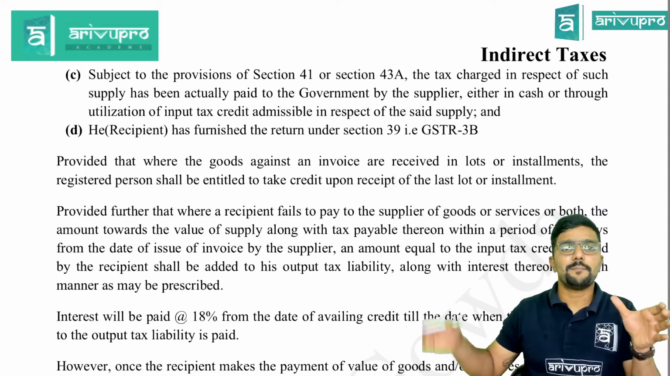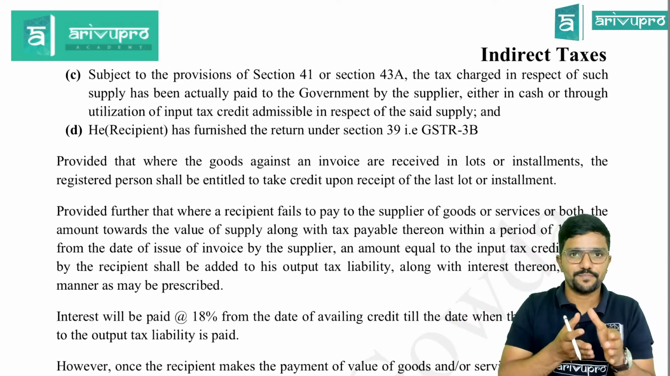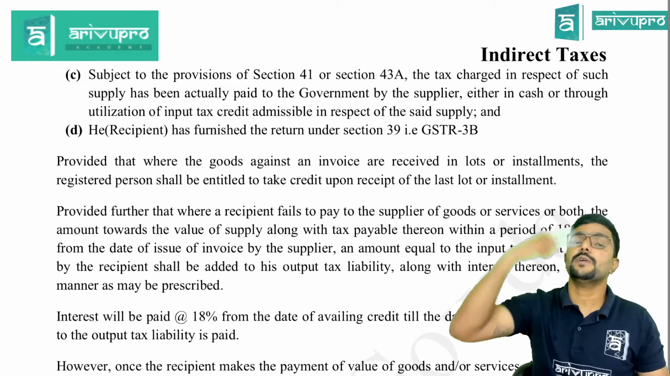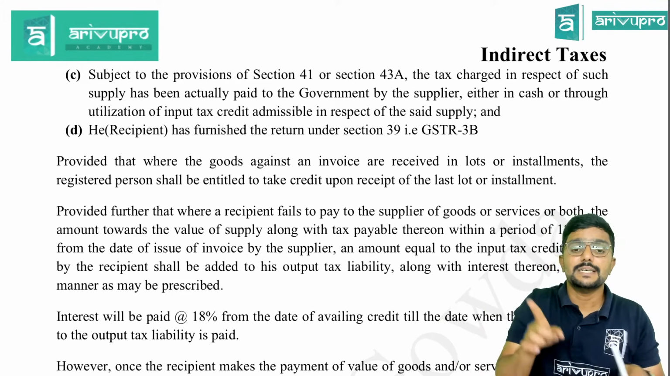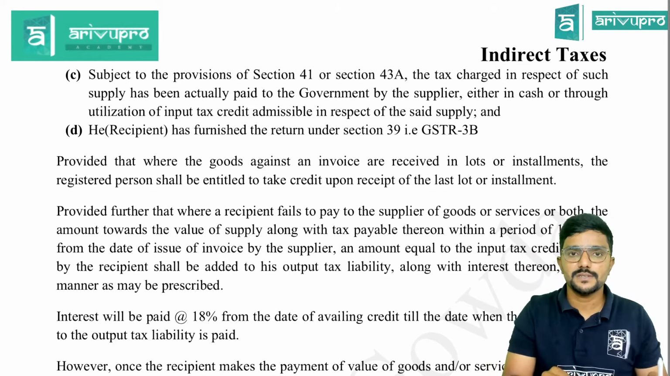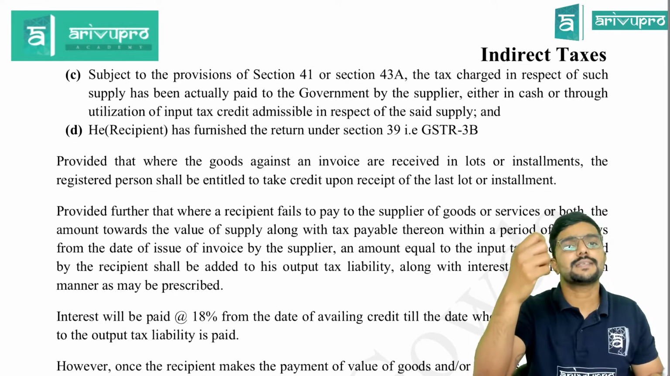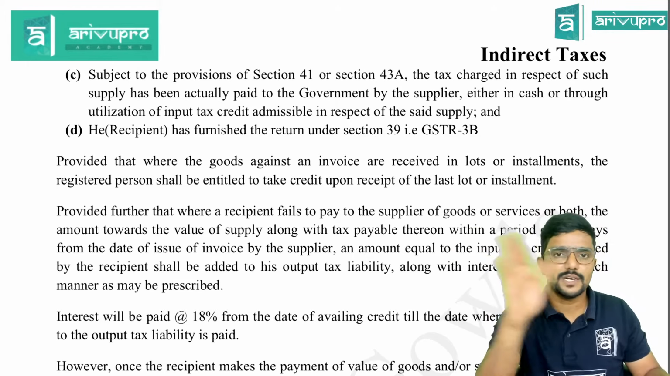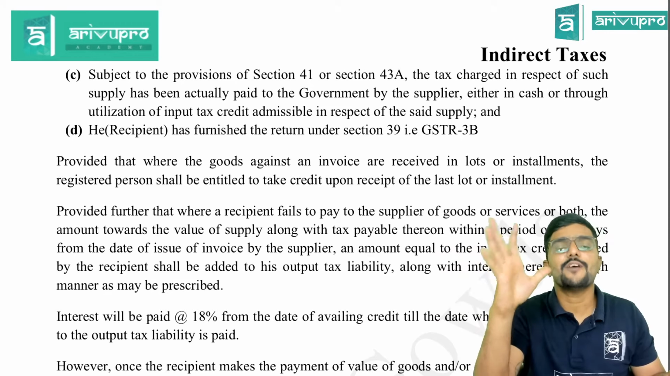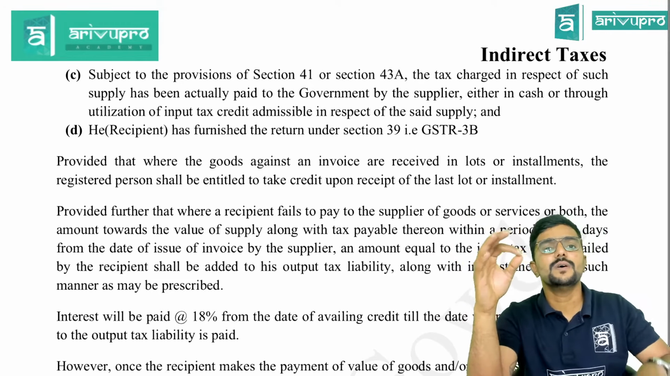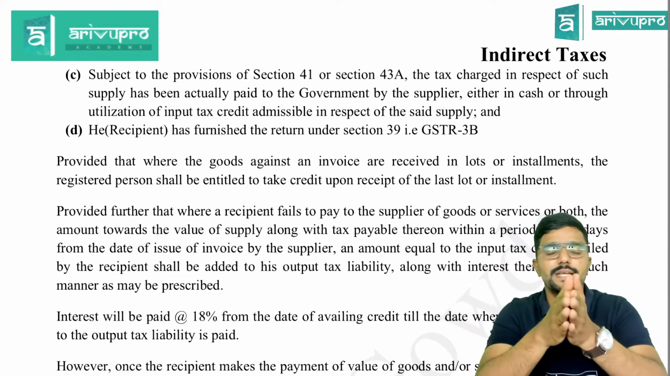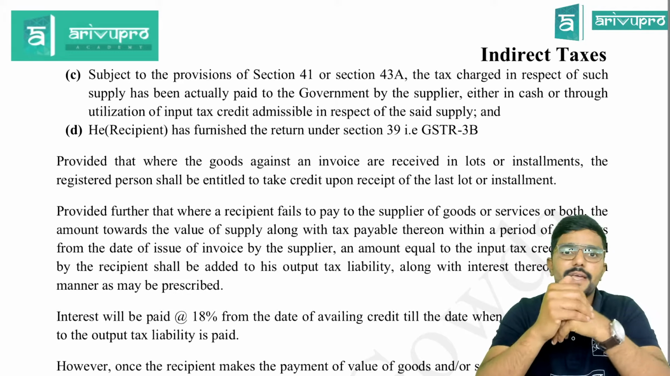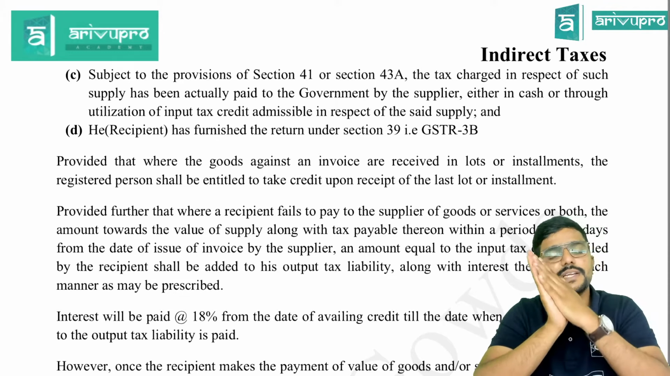Clear? Now see, the supplier has collected the tax from the recipient. So if he has any input tax, he would have claimed it. The remaining, he would have paid to the government, no problem. But what they are trying to tell in clause C is, the supplier should have paid the tax. If it is in cash, fine, or if he has utilized input tax against that, also fine. But he should have paid it. Whatever tax he has collected, he has either adjusted input tax against it, or else paid it to the government. At least one of them. Then only can the recipient claim credit.